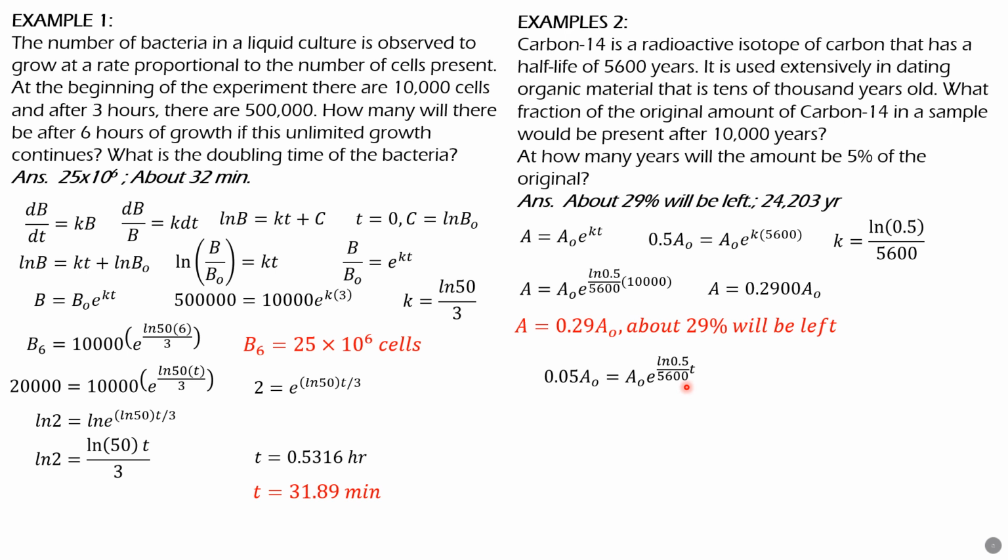Solving for that time, canceling out AO, we have 0.05 equals e to the ln of 0.5 over 5,600 times t, so ln of 0.05 equals ln of 0.5 over 5,600 times t. So t is 5,600 ln of 0.05 divided by ln of 0.5, and that is equal to about 24,203 years. So that's the solution to example 2.